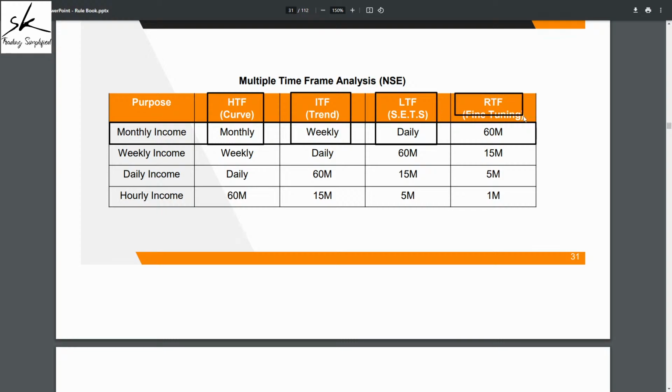And in case we need to use the refining time frame, then my refining time frame will be the 60 minutes chart, which can be used for multiple purposes like fine tuning the zone, type 2, type 3 entries, or in case I need to apply some additional rules. That is also where this time frame can help us.